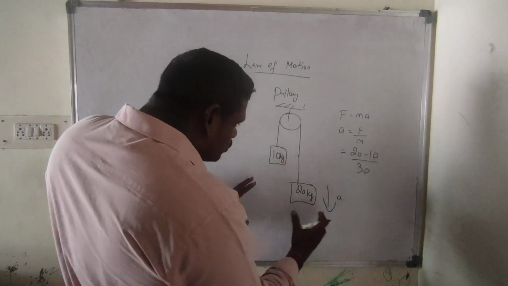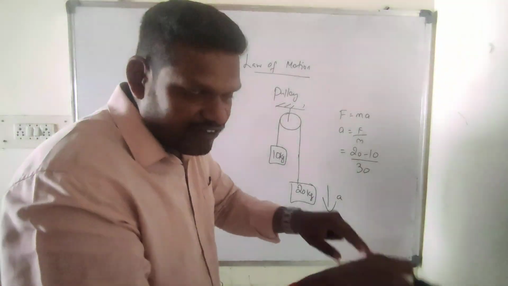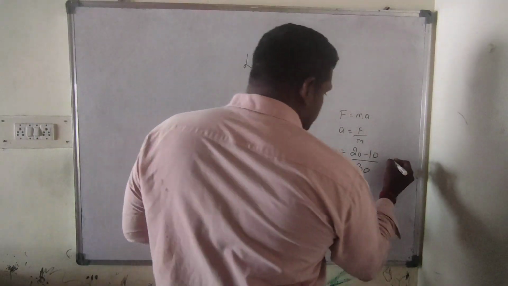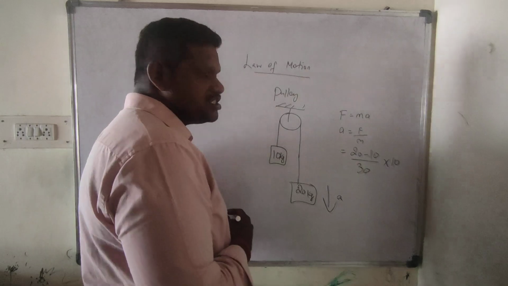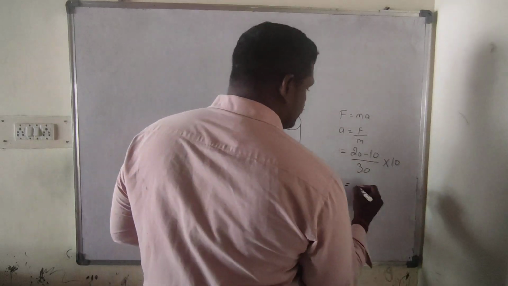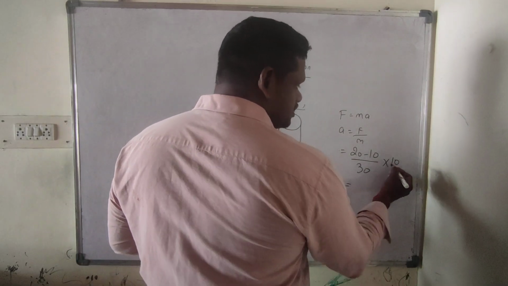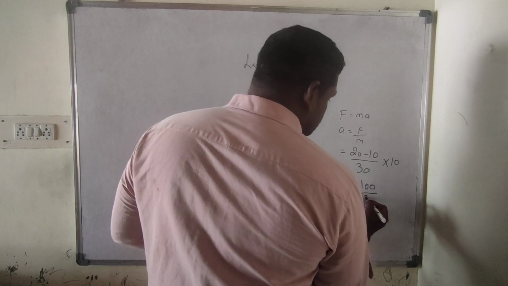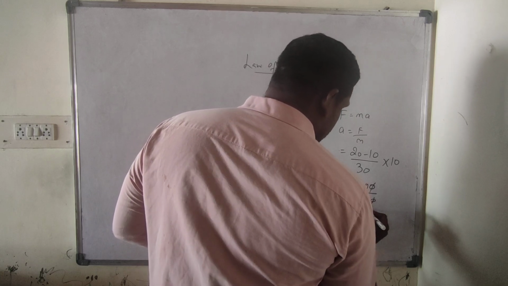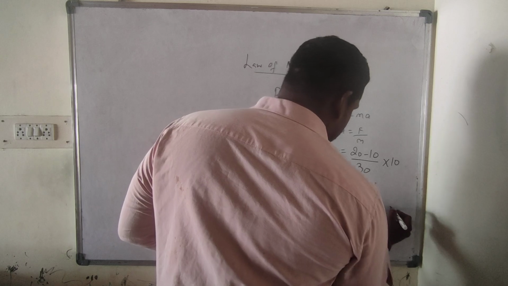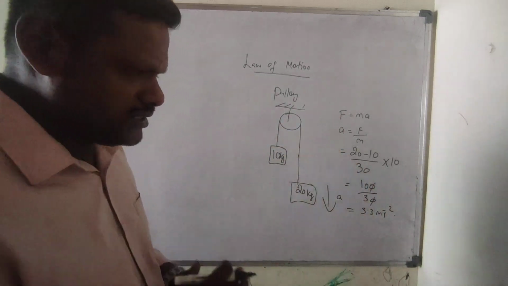And this total setup is in the effect of gravitational force. So here I put g as 10. G is equal to 10. So here 20 minus 10, 10 into 10, 100. 100 by 30, we can take this 10 by 3, 3.3 meter per second square is the acceleration here. Very simply we can use this.